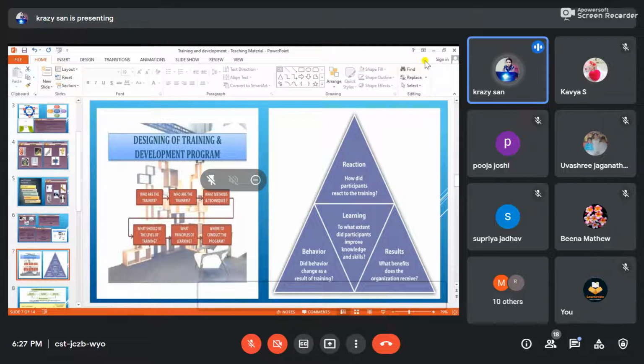Learning is there. To what extent did participants improve knowledge and skills? You will see this when you find it out in the behavior and the results. Did behavior change as a result of training? What benefits does the organization receive? So this pyramid is also calculated in a very prominent way. Can I go to the next slide?